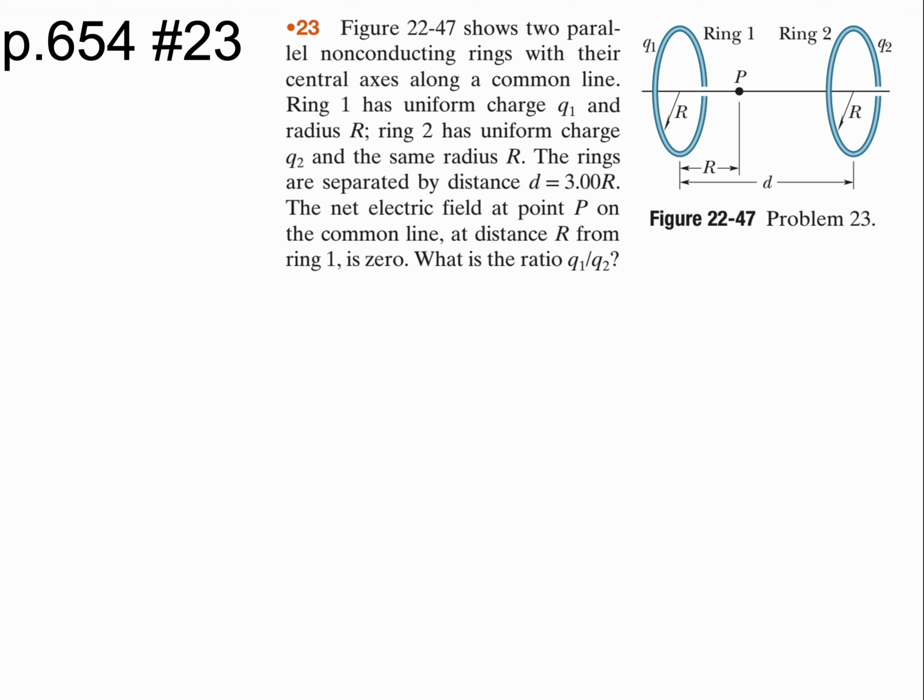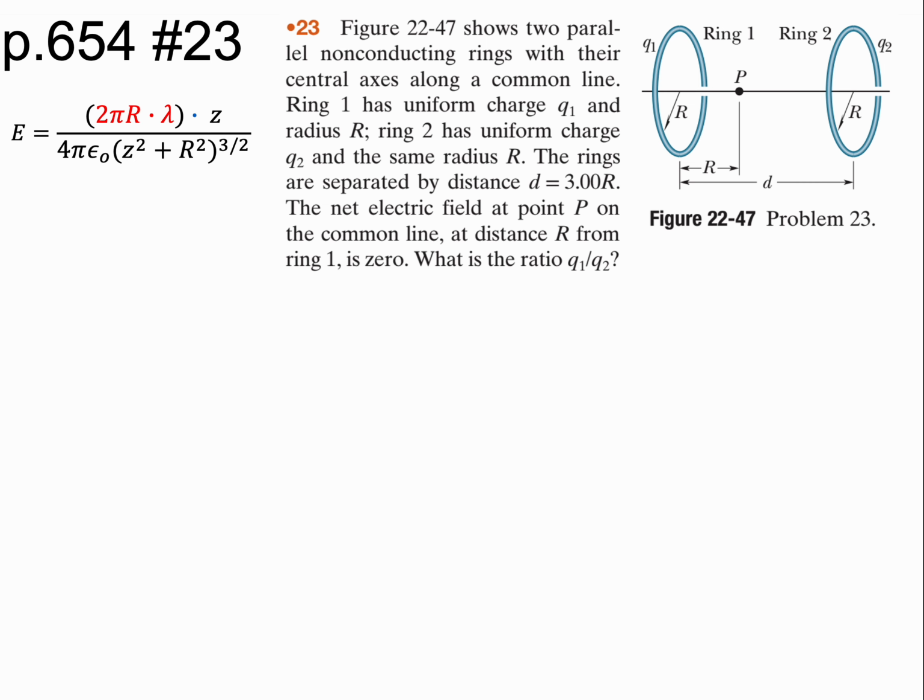And if you look here, you'll notice ring 1 is a distance r away from P, which means the other one's 2r away from P. The net electric field at point P on the common line, a distance r from ring 1, is 0. And the question is, what's the ratio of the charges?